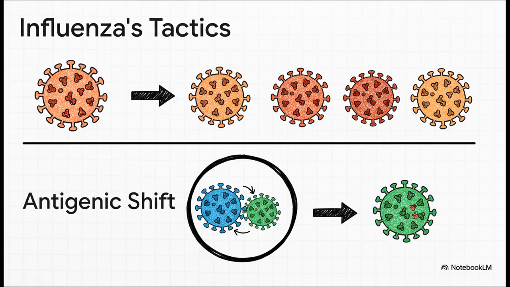As it makes copies, it's constantly making tiny little mistakes, or typos. We call this antigenic drift. And those little changes are enough that our immune system, which remembers last year's flu, doesn't quite recognize this year's version. That's why we need a new flu shot every season.